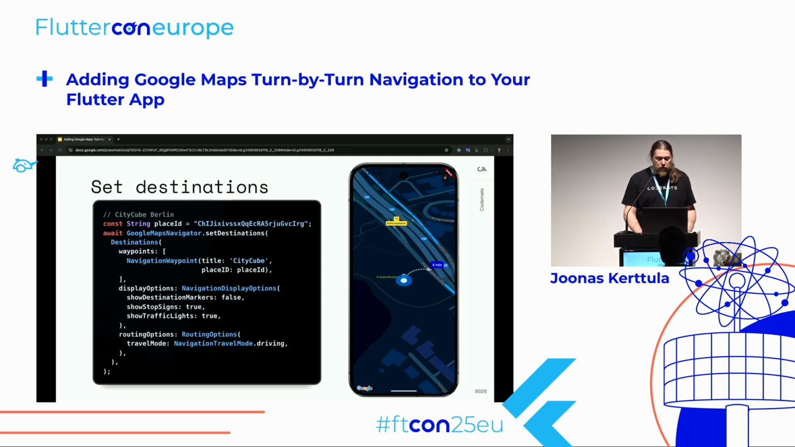And the routing options, that's really important. You have to tell which way you are traveling at the moment. There are options like bicycle, driving, taxi, motorcycle, and things like that. And that affects how the view looks, and what route it will find for your session.